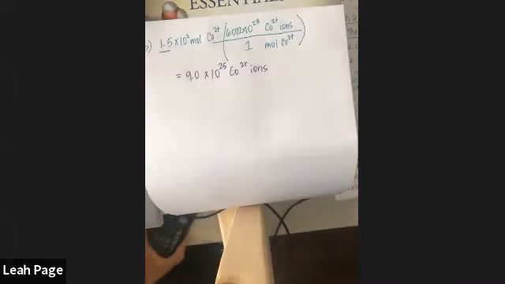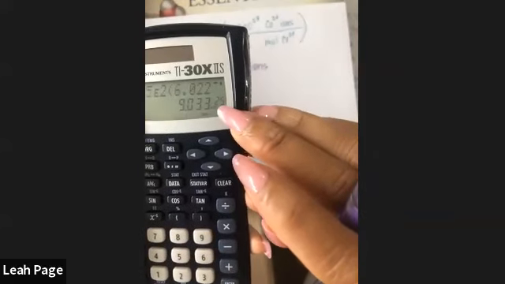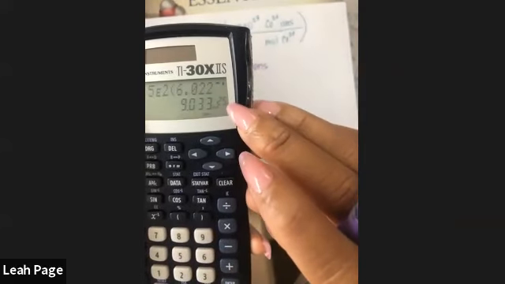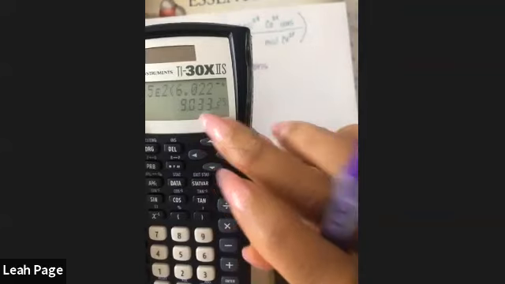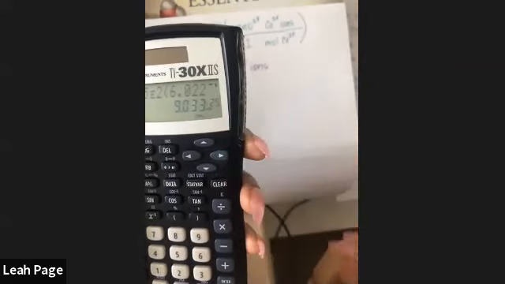And guys, remember when you're putting it in your calculator, a lot of times you will get something like this. You have to look over here and not forget the times 10 to the 25. Don't just write 9.0 down. You have to say 9.0 times 10 to the 25.